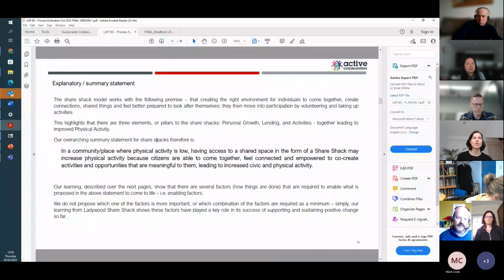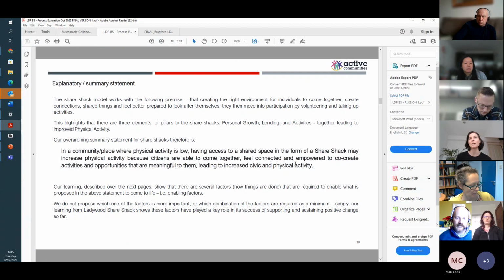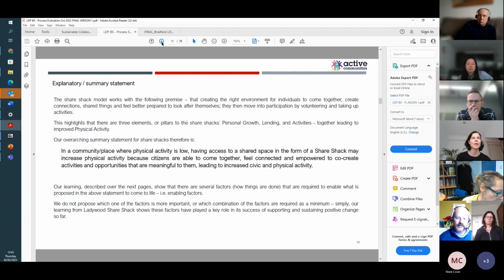And then an overarching summary statement for the share shack. So in a community or place where physical activity is low, having access to a shared space in the form of a share shack may increase physical activity. Citizens are able to come together, feel connected, empowered to co-create activities and opportunities that are meaningful to them, leading to increased civic participation and physical activity.